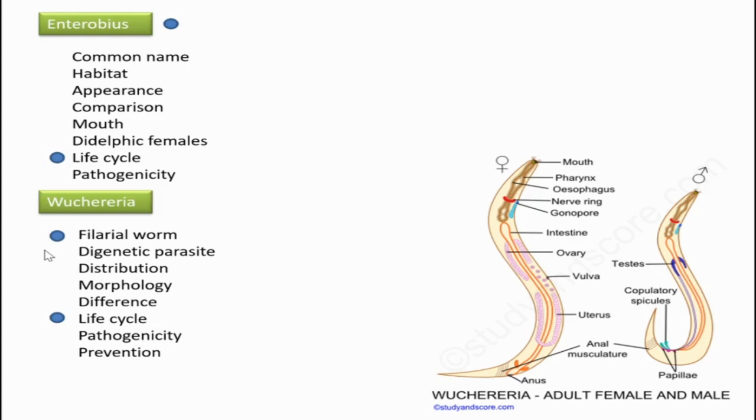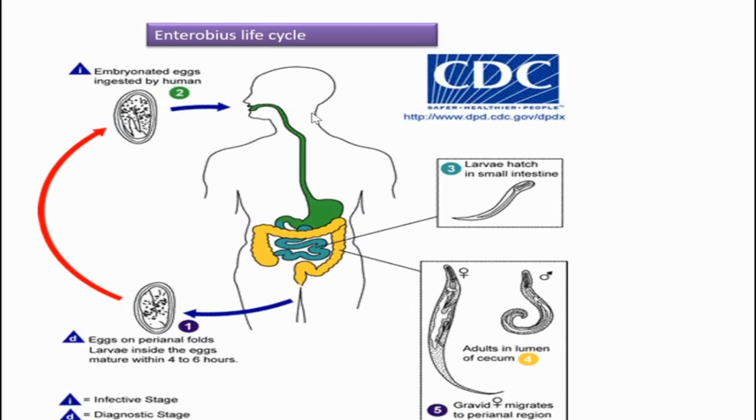That's about the sexual dimorphism. Then regarding the mouth, the mouth is terminal with three small lips. Then didelphic female. Didelphic means what? Females have two uteri. Life cycle: it is very simple and direct. There is no intermediate host.